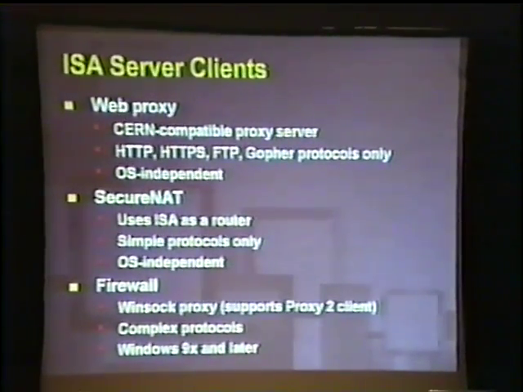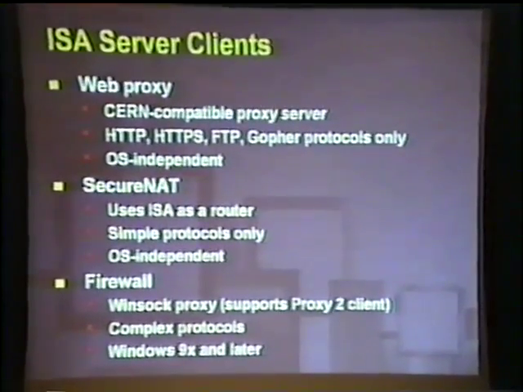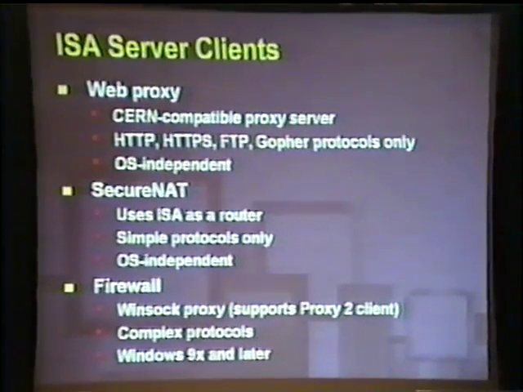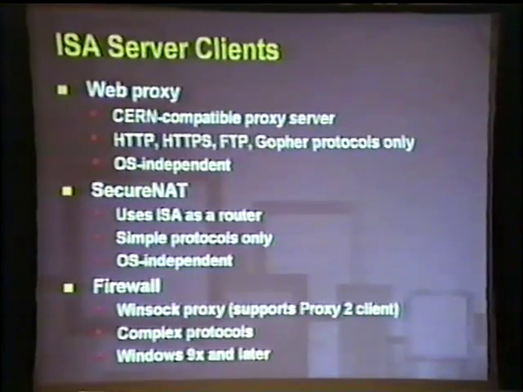No? Do you know what ISA Server does? It's a firewall and a web caching server. It's like Checkpoint, except it's cheaper. And it integrates with Windows 2000 very nicely. ISA Server clients, 3 types. The web proxy client. The web proxy client is a browser, a CERN-compatible browser that's configured to use the ISA server to access the internet.